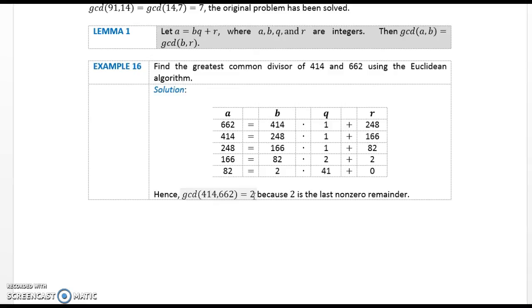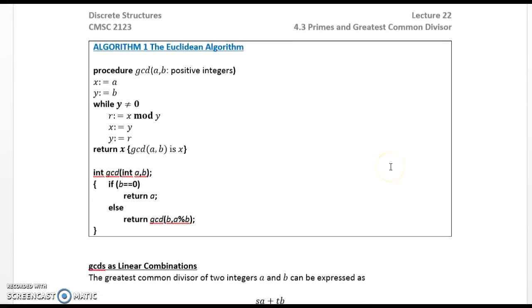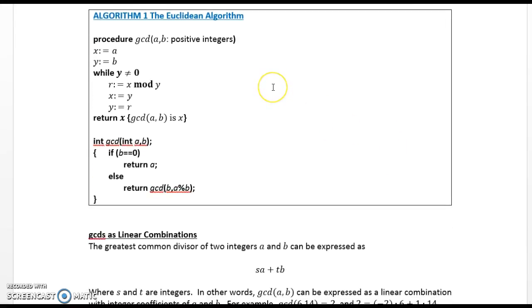Example 16. Find the greatest common divisor of 414 and 662 using the Euclidean algorithm. Well, you can see what I used here is Excel to rapidly find this, and what we found was the greatest common divisor is 2, because 2 is the last non-zero remainder. So here's our Euclidean algorithm, and I've given our author's presentation, and I've also given the recursive technique in C++ as well.